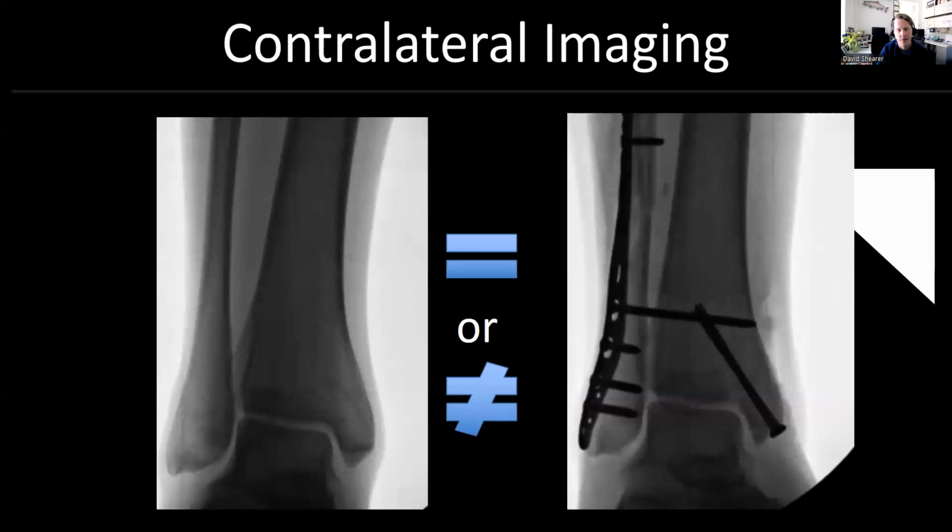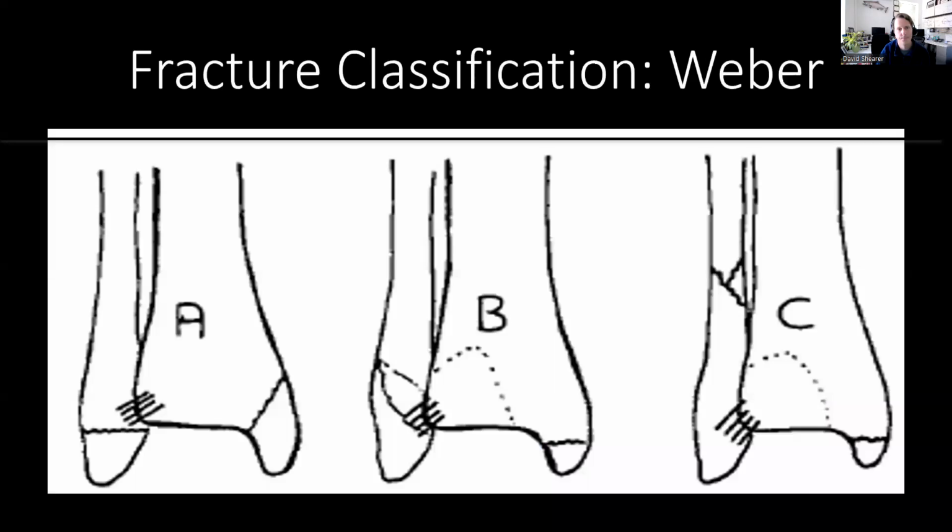All of these parameters can vary from one patient to the next. And so if you truly want to restore anatomy, it's often helpful to assess these parameters compared to the other side. So those are the X-ray views.